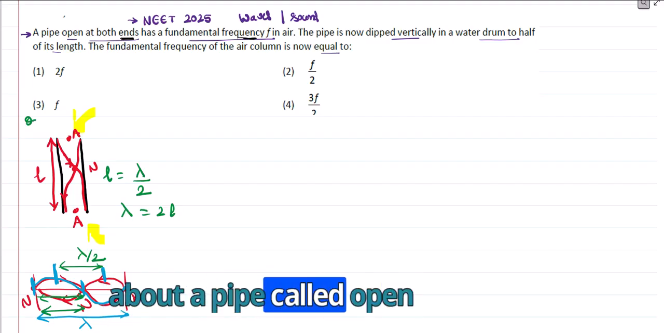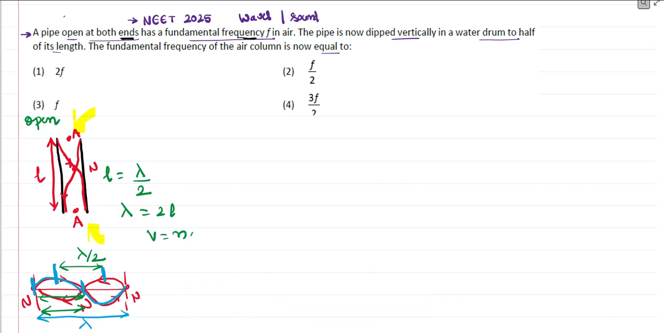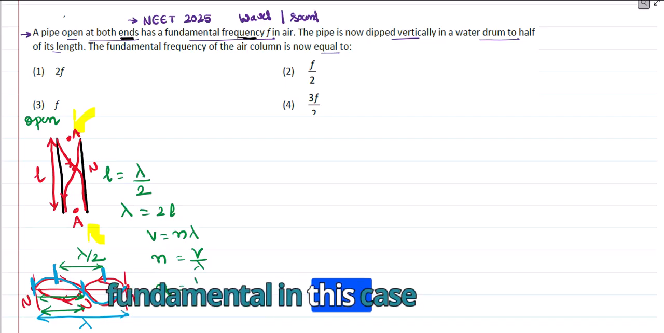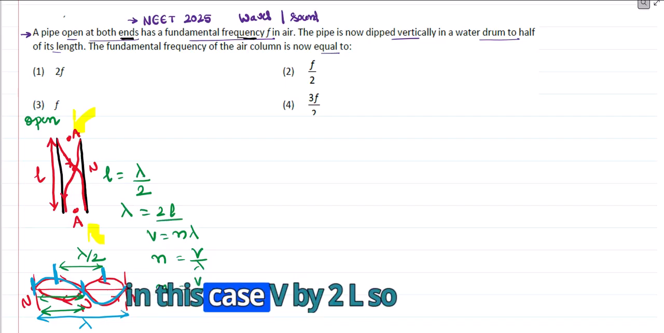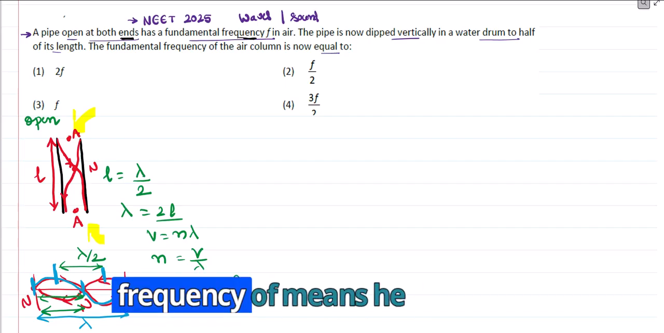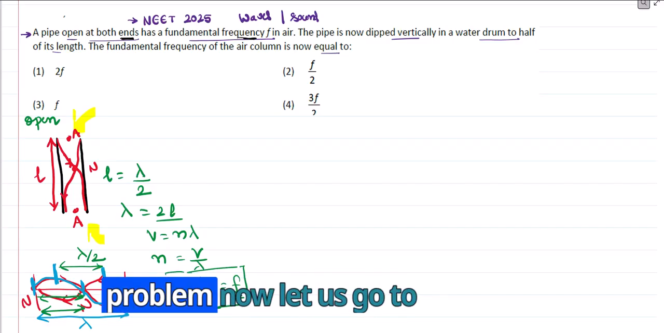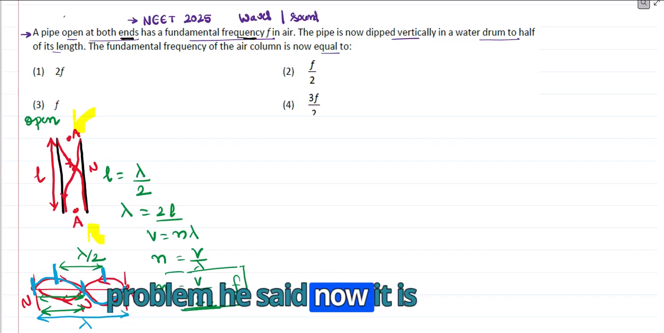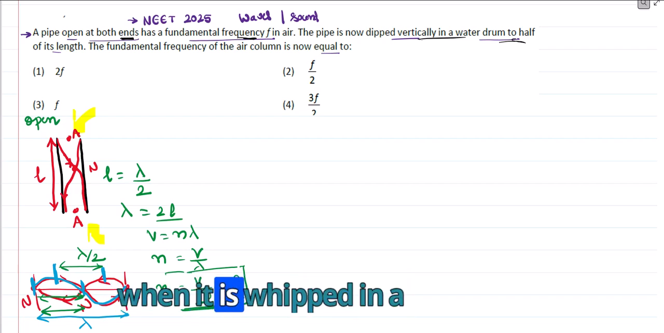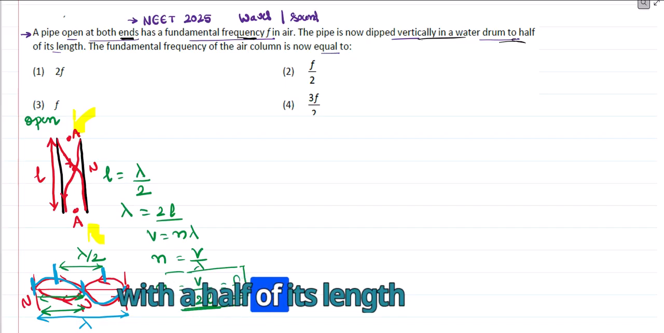I am talking about a pipe called an open pipe. We know V equals N lambda. Frequency N equals V by lambda. N fundamental in this case, with lambda fundamental, is V by 2L. So this is what has been given to you. It is having a frequency F, which means F is V by 2L. This is what is being said here in this problem. Now let's go to the second part of the problem. He said it is now dipped vertically in a drum of water, to half of its length.